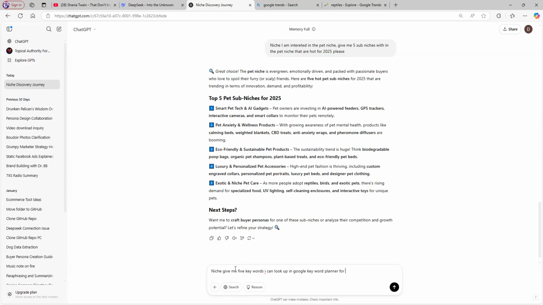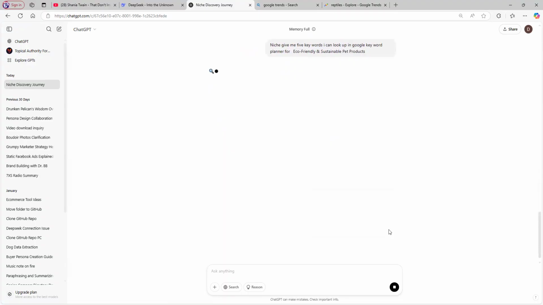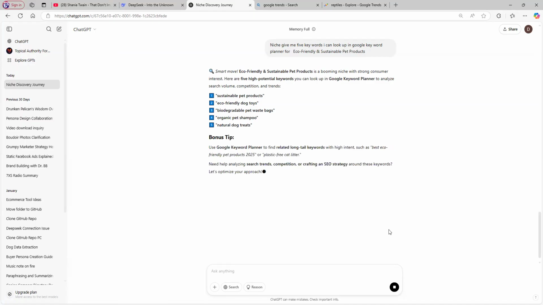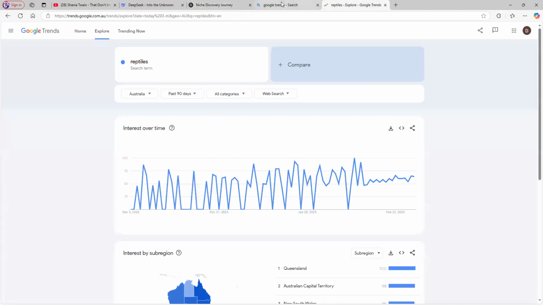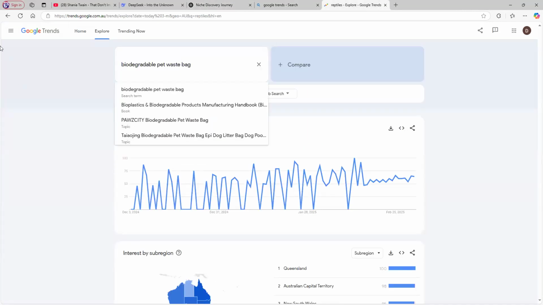Let's just go the eco-friendly, sustainable pet products niche. And this is going to help you explore your options a lot better. It's a booming niche with strong customer interest. Here are 5 potential keywords: sustainable pet products, eco-friendly dog toys, biodegradable pet waste bags. Actually, we'll just use this in Google Trends, just out of curiosity. More than likely, it will just be like poop bags or something like that.